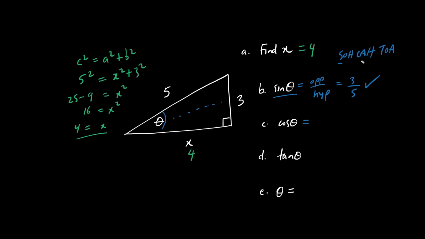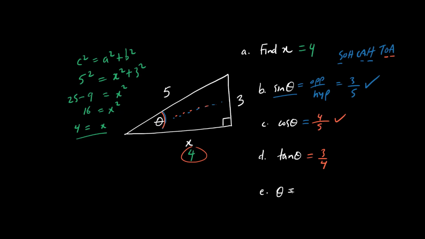Cosine is adjacent over hypotenuse. So cos theta is adjacent, which is x, which we know is 4, over the hypotenuse, 5. And tan theta is opposite over adjacent. So from theta, the opposite is 3, and the adjacent is 4. Do not pick 5. That's not the adjacent. That's the hypotenuse.